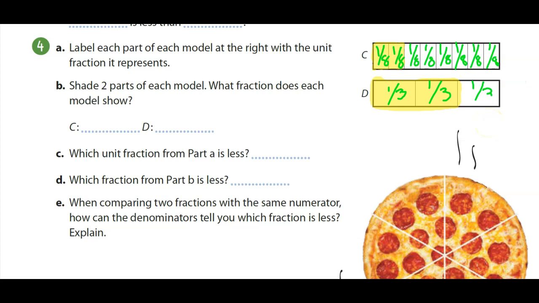Then it says, what fraction does each model represent? So look at C. Model C, what would be my fraction that I shaded in? Everybody? 2/8. I shaded 2 of those, and my denominator is 8. And D? 2/3. I shaded 2 of them, and my denominator is 3.